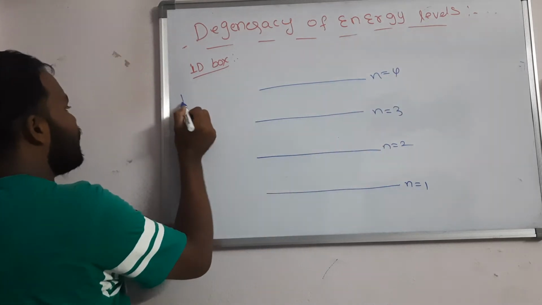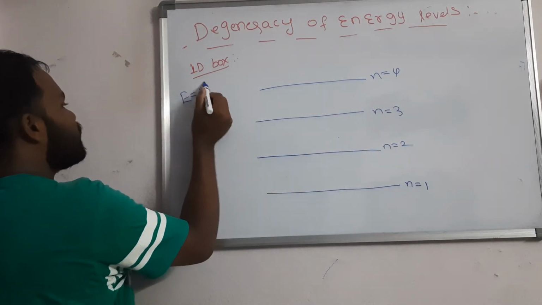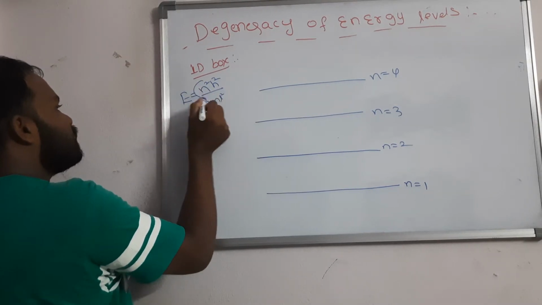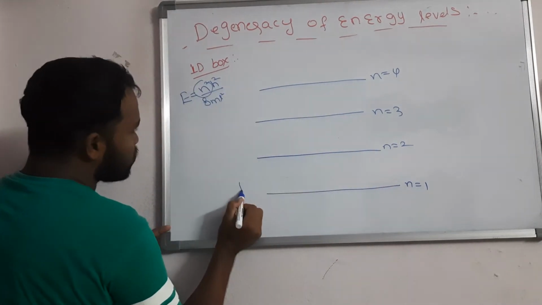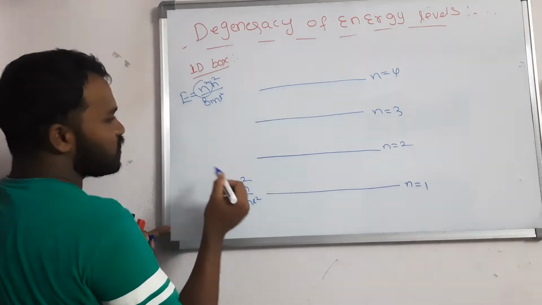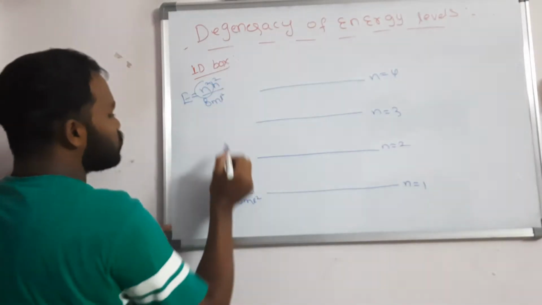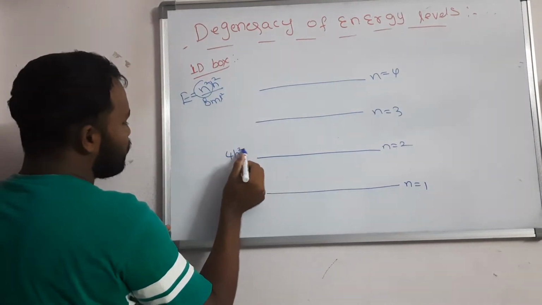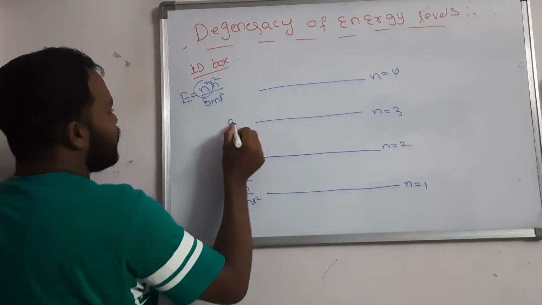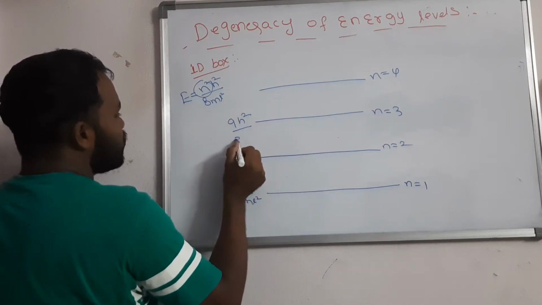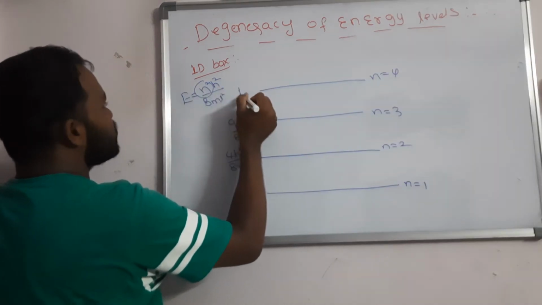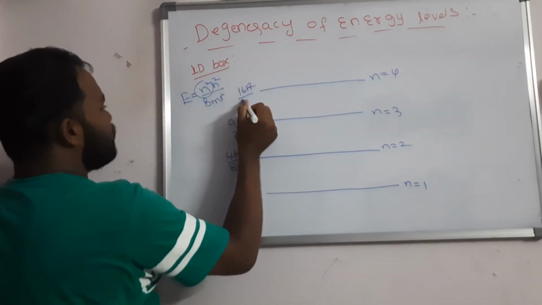So what is the formula? The energy formula is n square h square by 8 m l square. In place of n, 1 is there. So 1 square is 1, h square by 8 m l square. This energy level is h square by 8 m l square. n equal to 2 means 4h square by 8 m l square. n equal to 3 is 9h square by 8 m l square. n equal to 4 is 16h square by 8 m l square.